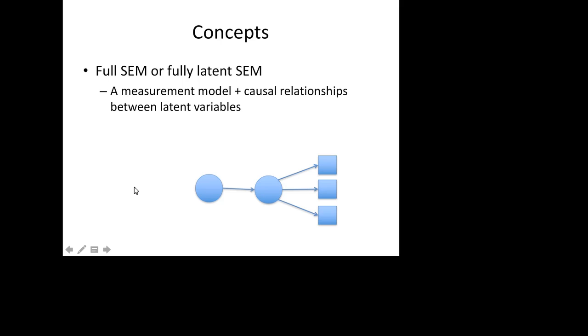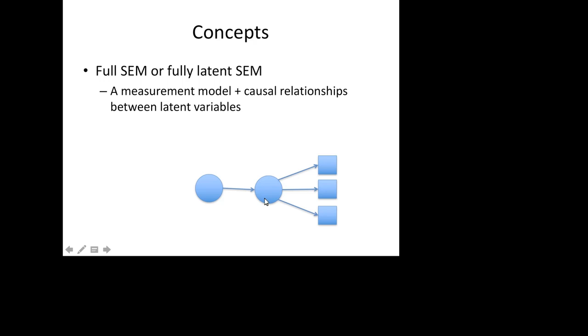So a full structural equation model, or what's sometimes called a fully latent SEM, is a measurement model plus some sort of causal relationship between latents, and it actually can be between squares as well. But it's essentially not the measurement part, it's outside the measurement part. So having a variable that predicts your exogenous latent. And so here's an interesting thing about this particular picture.